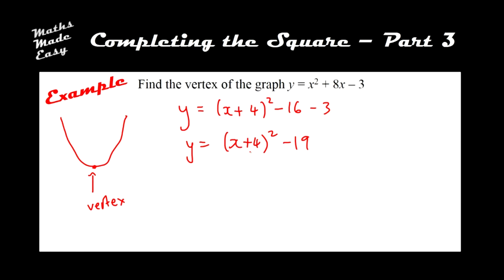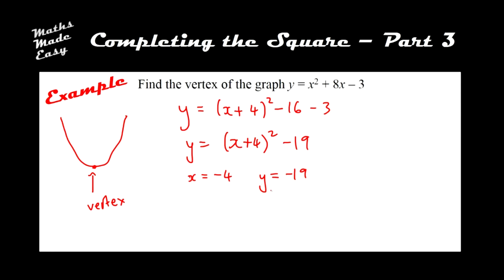Now when you square any number, it will always come out positive. So if you do negative 5 times negative 5, positive 25. If you did 4 times 4, positive 16. So the lowest we can possibly make this bracket here is 0, 0 squared, which is 0. We can't make it negative. So if I were to make this bracket 0, then I would need to have x equal to negative 4. Since negative 4, add 4 gives you 0, and then I have 0 squared. So when x equals negative 4, y equals 0 squared, subtract 19, which is negative 19.